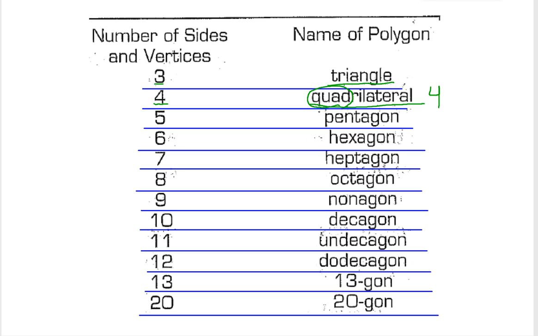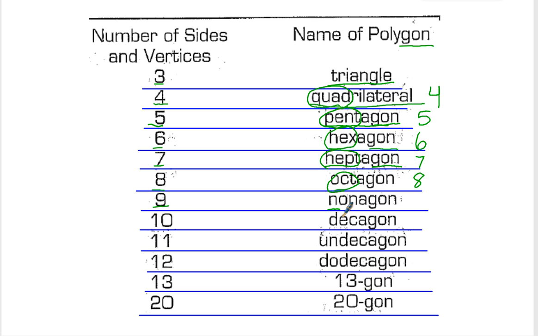Now notice every shape after the quadrilateral has the word gon at the end of it. The word polygon ends with gon, so all the shapes after quadrilateral will have the gon at the end. Now a shape with 5 sides is called a pentagon. The word pent means 5. 6 is a hexagon. Hex means 6. 7 is a heptagon, because hept means 7. 8 is an octagon. Oct means 8.